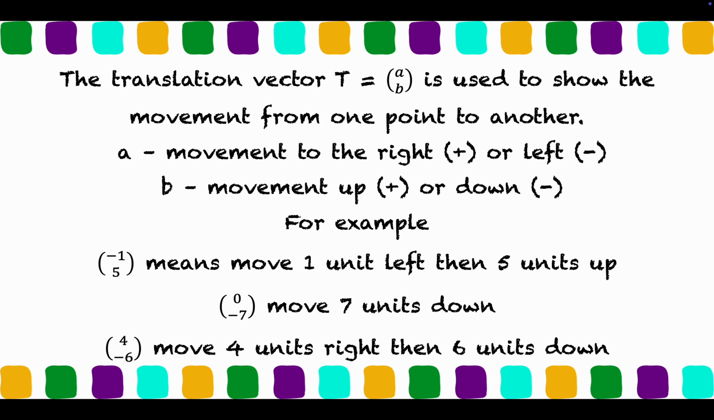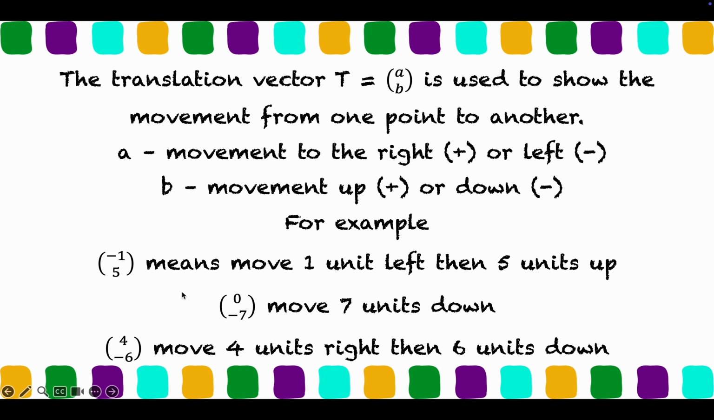We oftentimes use a translation vector to move one point to another. The A would tell us to move left or right. We'd move to the left if the figure of A is negative, and we would move to the right if the figure is positive. And the B indicates if we move up or down. We go up if B is a positive value, and we go down if B is a negative value.